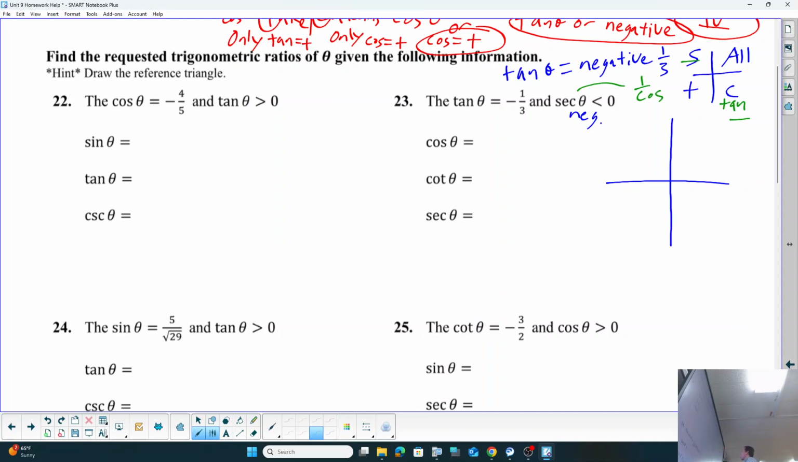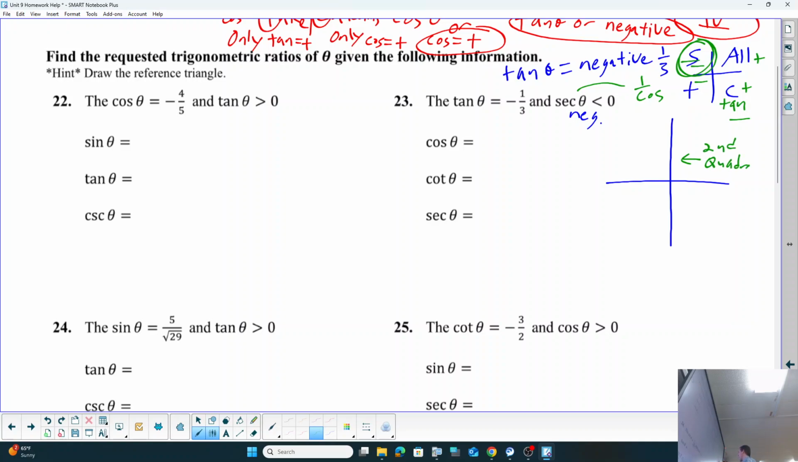And then secant is 1 over cosine, so we also want to know where cosine is negative. Cosine is positive here and here, so cosine is negative here and here. Well, we found it. So we are in the second quadrant.